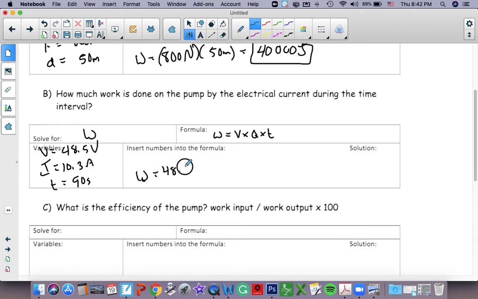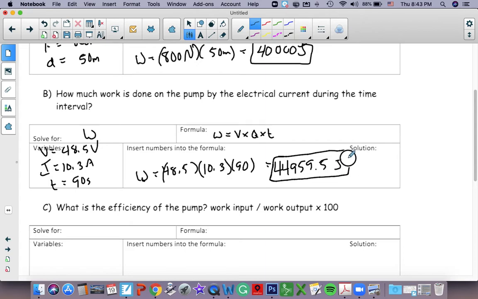Okay, so 48.5 volts, 10.3 amps, and 90 seconds. Put that in your calculator, see what you get. Oops, and we get 44,959.5, and that is joules. Then part 3 for that question is, what is the efficiency of the pump?